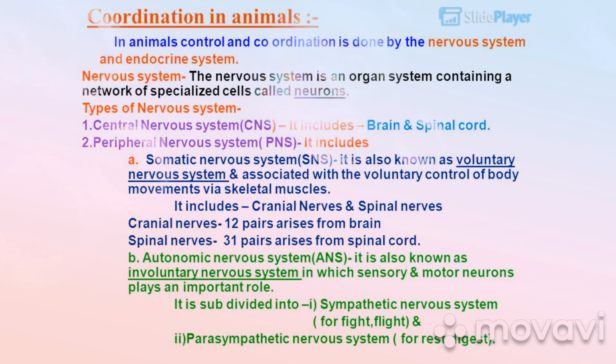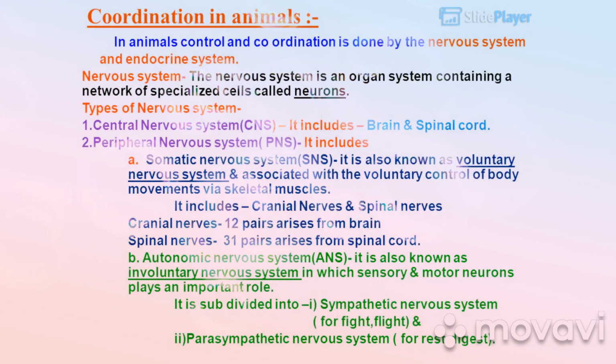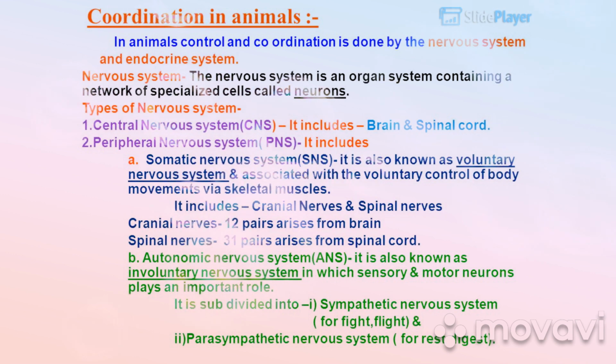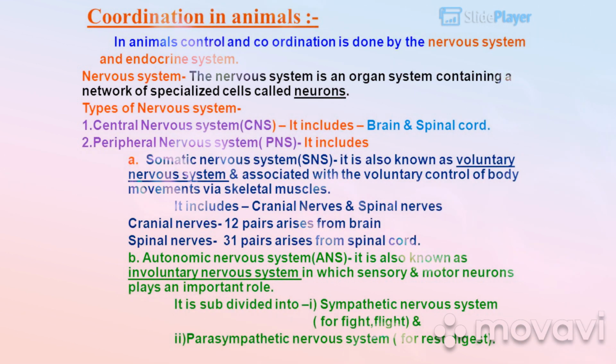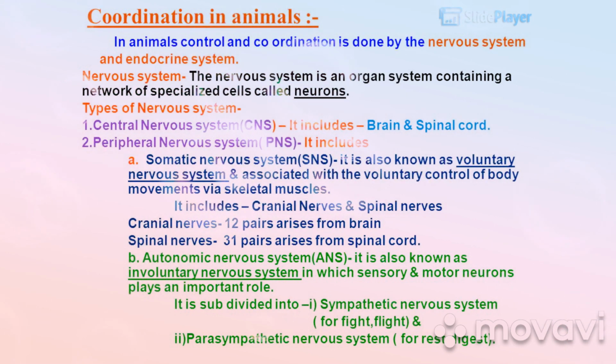Coordination in animals. In animals, control and coordination is done by the nervous system and endocrine system. Nervous system: the nervous system is an organ system containing a network of specialized cells called neurons. Types of nervous system. 1. Central nervous system (CNS), it includes the brain and spinal cord. 2. Peripheral nervous system (PNS), it includes a.